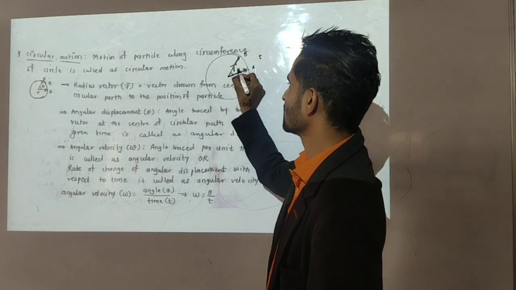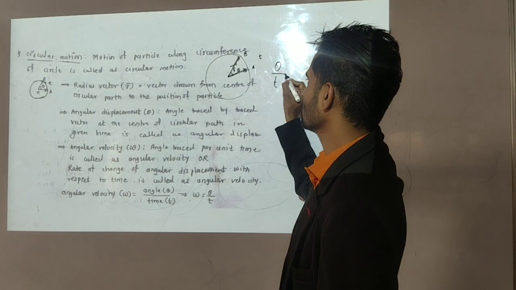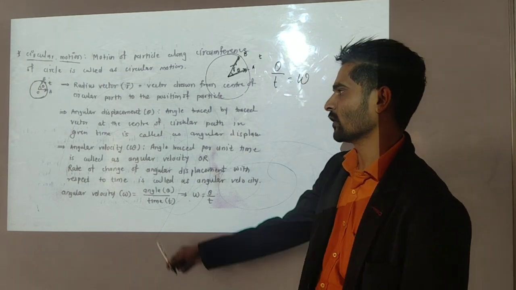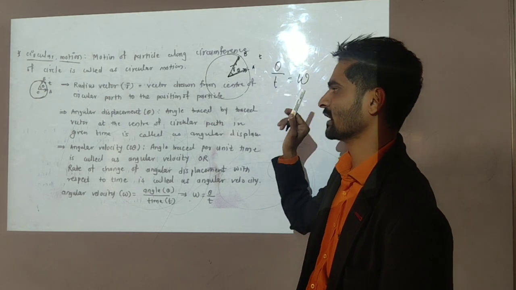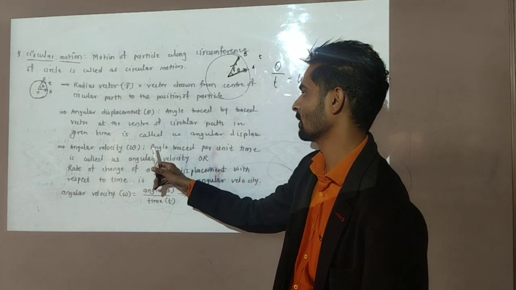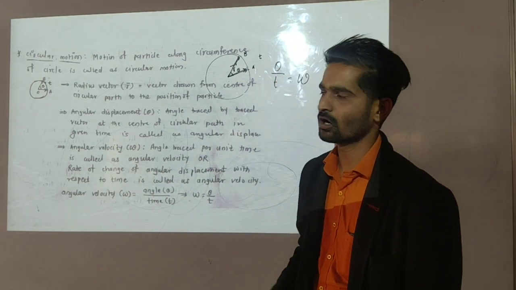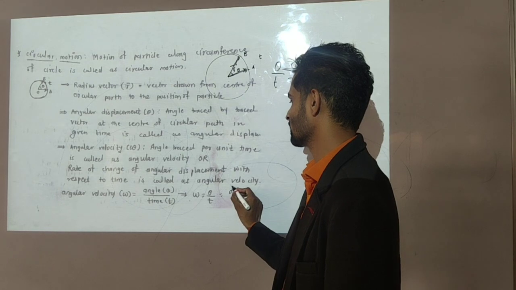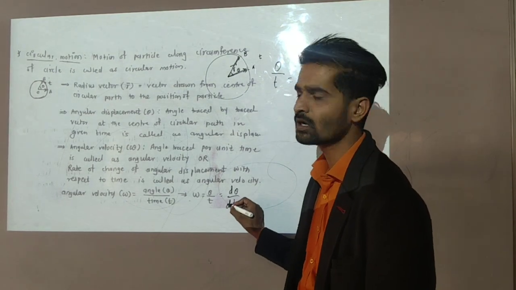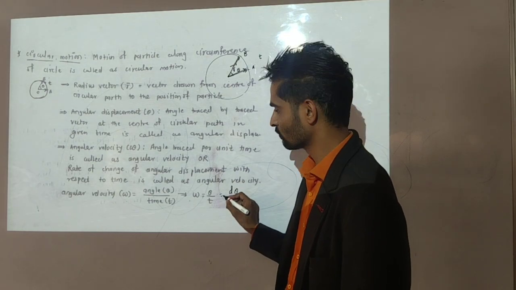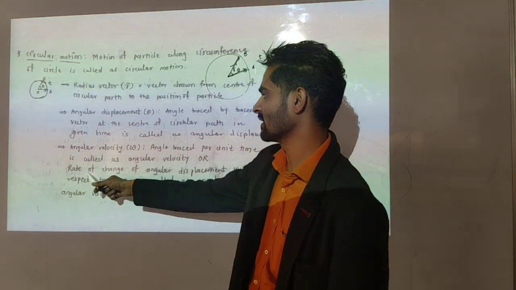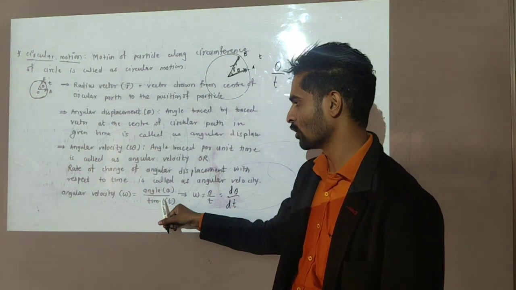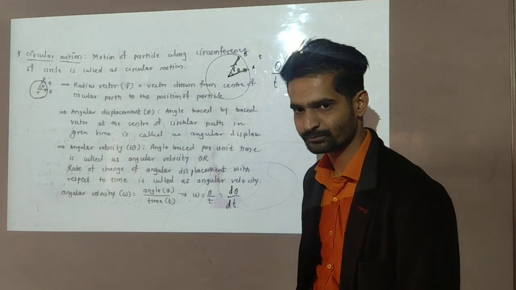Angular velocity. Suppose theta is the angle covered in time t, then this angle divided by time is called angular velocity, which is denoted by omega. So angular velocity को हम कैसे define करेंगे? Angle traced per unit time. देखो यहाँ पे angle traced per unit time is called angular velocity. और हम उसे ऐसे भी define कर सकते हैं, rate of change of angular displacement with respect to time, जैसे कि d theta upon dt, which is also called average angular velocity. So angular velocity is angle upon time, that is omega is equal to theta upon t.